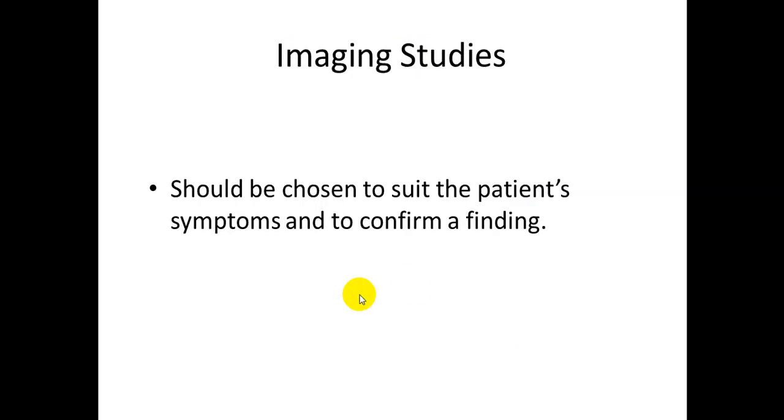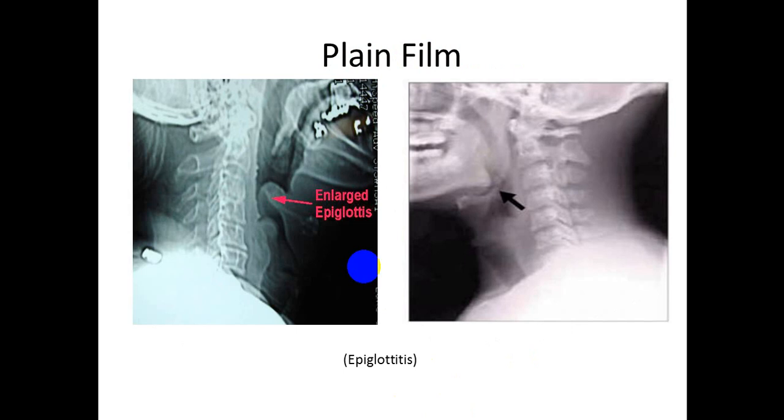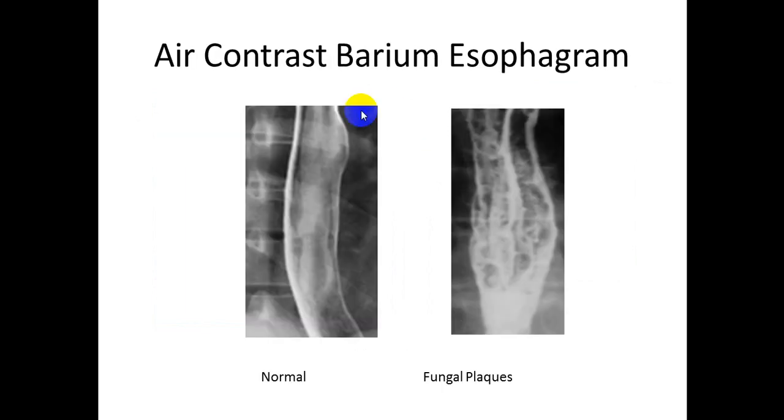Imaging study should be chosen to suit the patient's symptoms and to confirm the diagnosis. We have a plain X-ray. From this plain X-ray, we can see here the inflamed epiglottis, epiglottitis, one of the causes of dysphagia. Barium esophagram is used for structural disorder diagnosis. Example: dysphagia for solid food, can be used with air contrast.